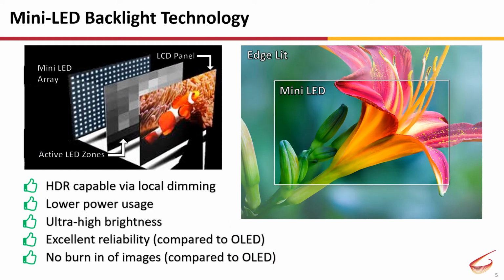Mini LED is becoming the go-to backlight technology for new high dynamic range monitors, mobile phones, and tablets. It provides high contrast images with local dimming capability. In other words, it has the ability to quickly turn on and off individual LEDs in the backlight array, resulting in a dramatic increase in contrast with deeper blacks and richer colors. It can be very bright, yet it's also efficient, and compared to OLED technology, it's highly reliable and does not suffer from image burn-in.